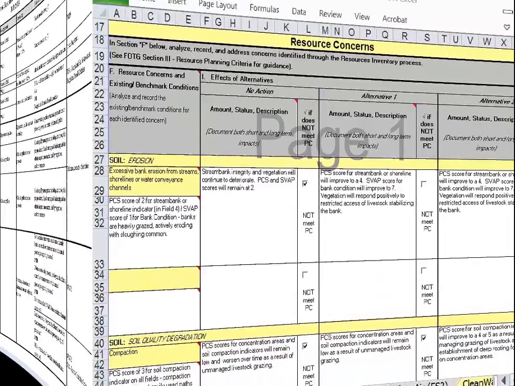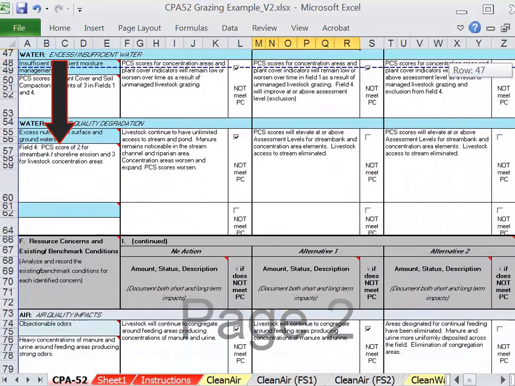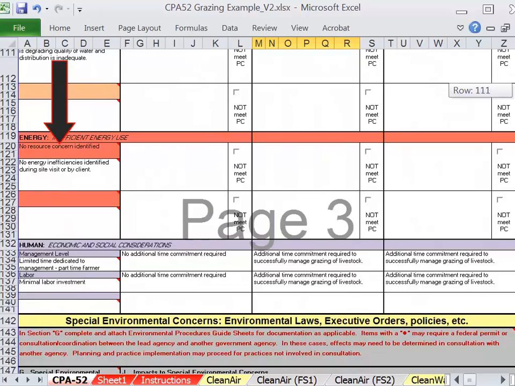The benchmark condition for each resource concern was documented in section F. Documentation reflected the assessment tools used in the planning criteria and benchmark data. Where no resource concern was identified, it would have been noted on the form for the specific resource.